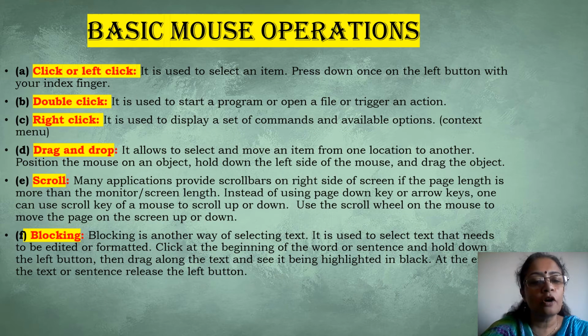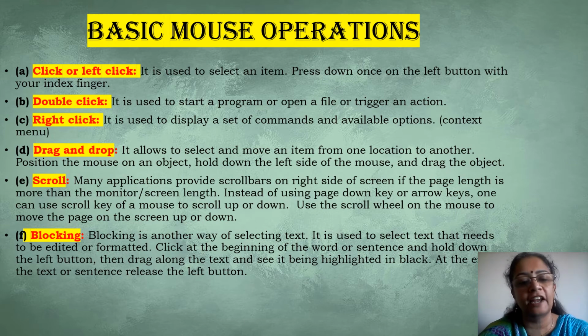Now, basic mouse operations. There are a few basic mouse operations which everybody knows, but I still want to explain them to you. The left mouse button click, that is the left click, is used to select an item. Press down once on the left button with your index finger and a particular object gets selected. Now, double clicking with the same left mouse button is used to start a program or trigger an action. So a single click on the left mouse button is only for selection. Double click with the left mouse button is for starting a particular action.